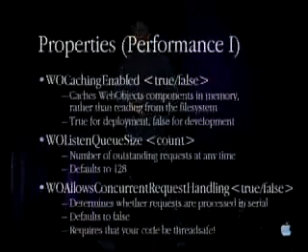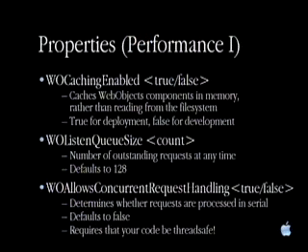So now we're on to performance properties. WOCachingEnabled tells the WebObjects application whether or not it should cache the WebObjects components in memory, basically the .wo files. By default for deployment installs, it's true, and it's false for development. So in development, you should be able to tweak HTML, and the next time you hit that page, it'll show up. For deployment, for speed reasons, we don't check every time.